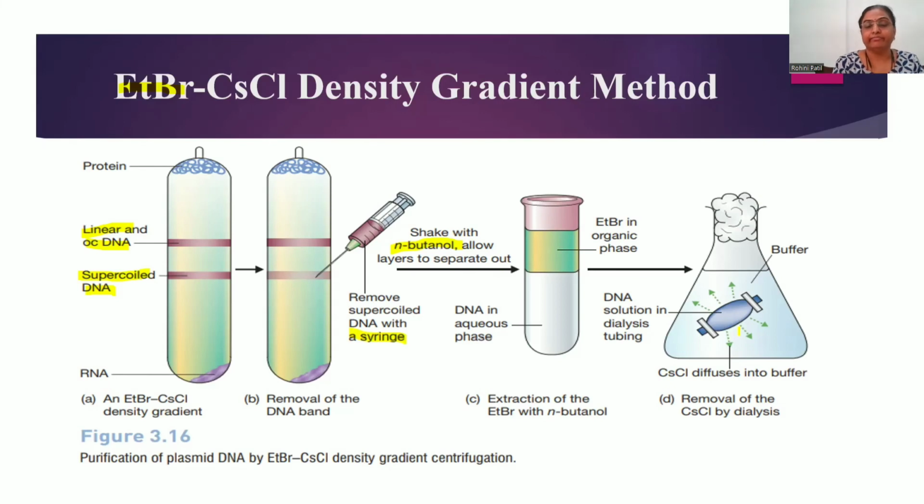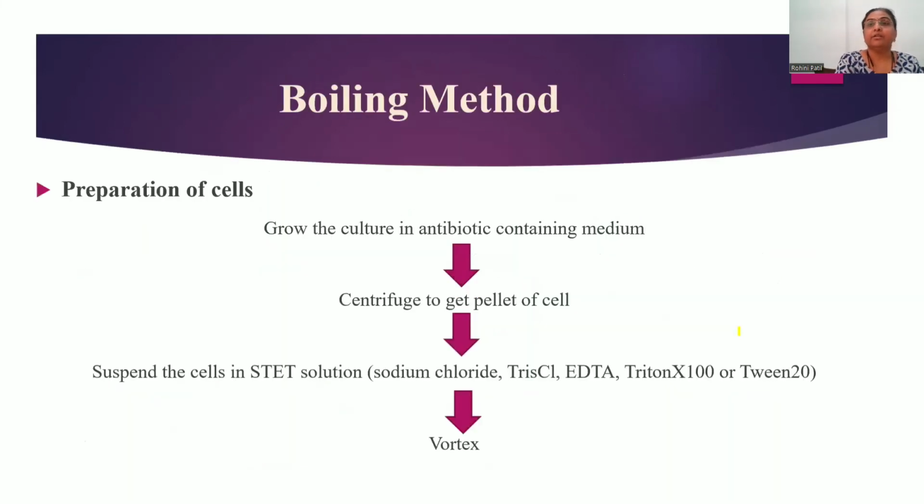Now, next is the boiling method. First, we have to prepare the cells. For growing the cells, what are we going to add into the medium? Yes, we add the antibiotic. That is a selective pressure we have to maintain. Then we collect the pellet of the cells by centrifugation. And here, the method is the boiling method.